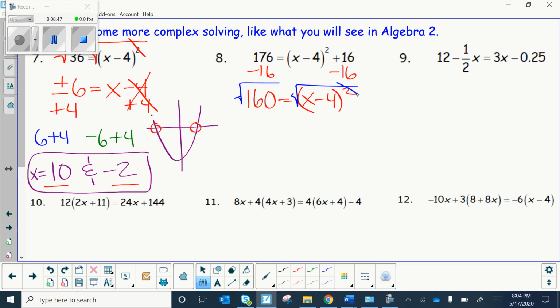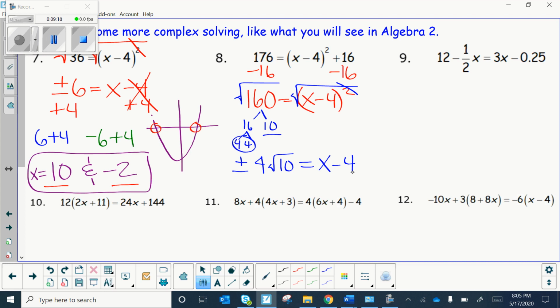Okay, that cancels out. Now the square root of 160, I'm going to break it down like we did a few months back when we were simplifying radicals. So if you remember, this right here is going to be, now remember our plus and our minus, because it's positive or negative whenever we take the square root, plus or minus 4 radical 10 equals, we still have x minus 4 over here.